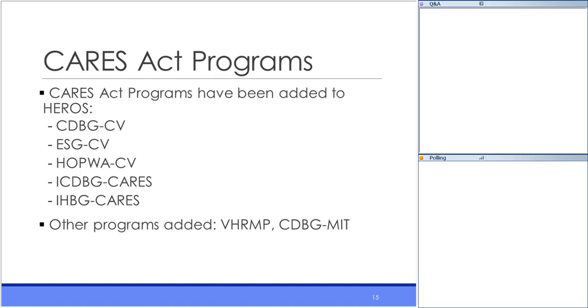Also, just something to note that we added recently in HEROS is the CARES Act programs. So they've all been added to HEROS under the funding sources. So if you plan to use HEROS for any of the CARES Act programs, including CDBG CV, ESG CV, HOPWA CV, ICDBG, and IHBG CARES programs, you can now select those as funding sources in the system. And we also added the Veterans Housing Rehab Modification Pilot Program and the CDBG MIT program. So those are now available in the system.